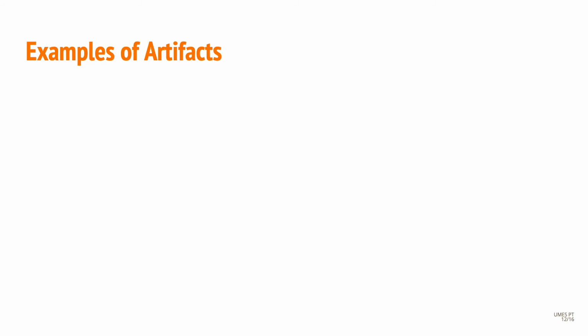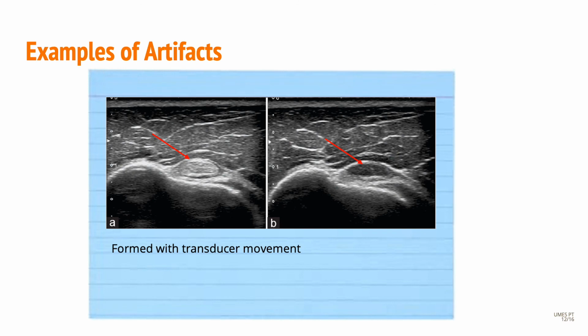So here are some examples of artifacts. Same thing as before. I'm going to give you a couple seconds to look, and then you can tell me which artifact it is. The first one, if you look at the first image and then the second image, it's the same structure, and this artifact is formed with transducer movement. Anisotropy is the correct answer.